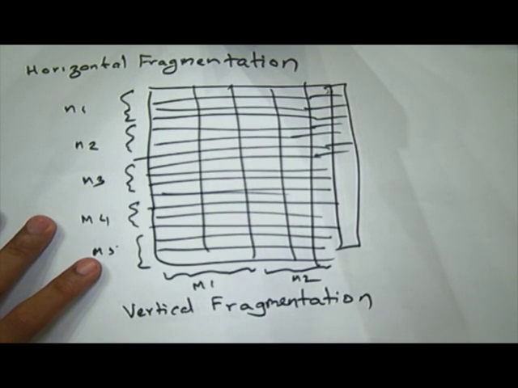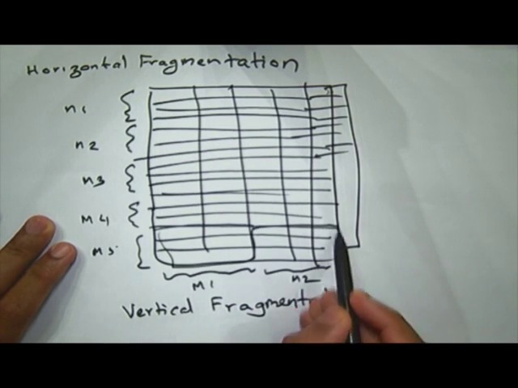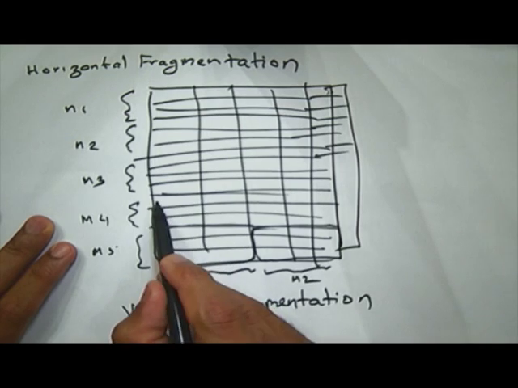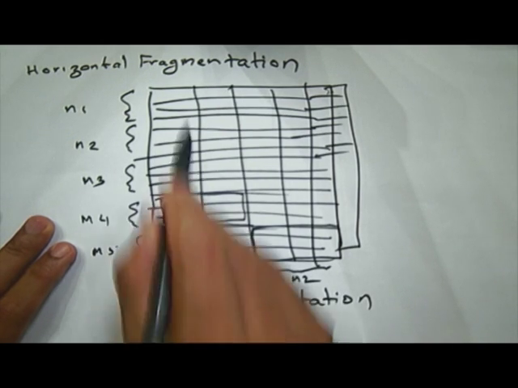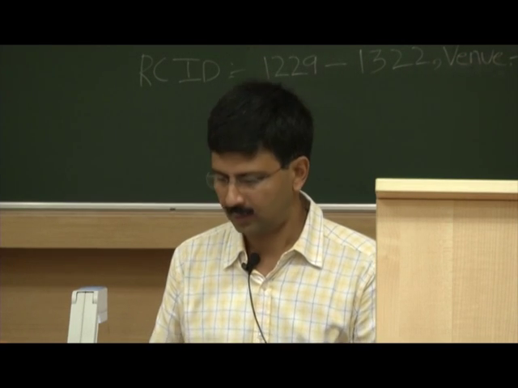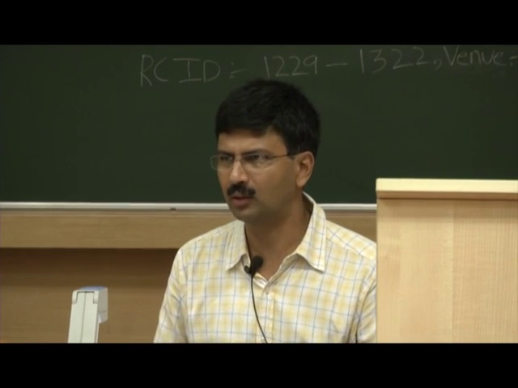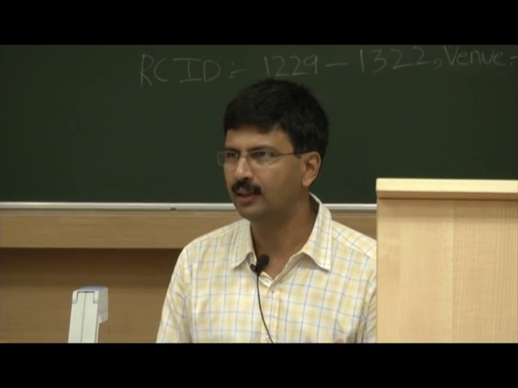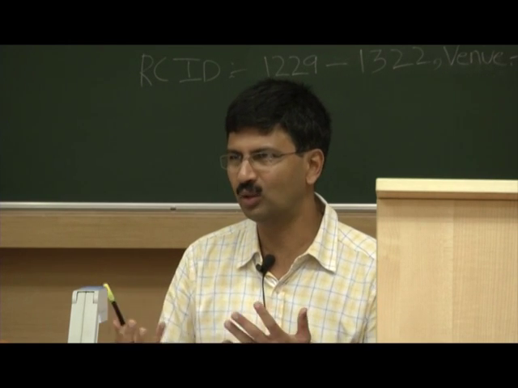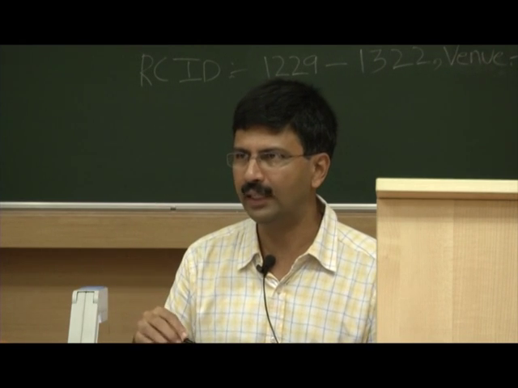So I'm breaking up the relation by columns, not by rows. In fact, you can have a combination. I can say that this part is in machine 1, this part is in machine 2, this part is in machine 3, and so on. You can combine horizontal and vertical fragmentation, both. But Hadoop focuses on horizontal. In fact, Hadoop has no idea of a schema. All it knows is records. It doesn't know what is inside a record. That part is up to you when you write the map and reduce function to deal with.